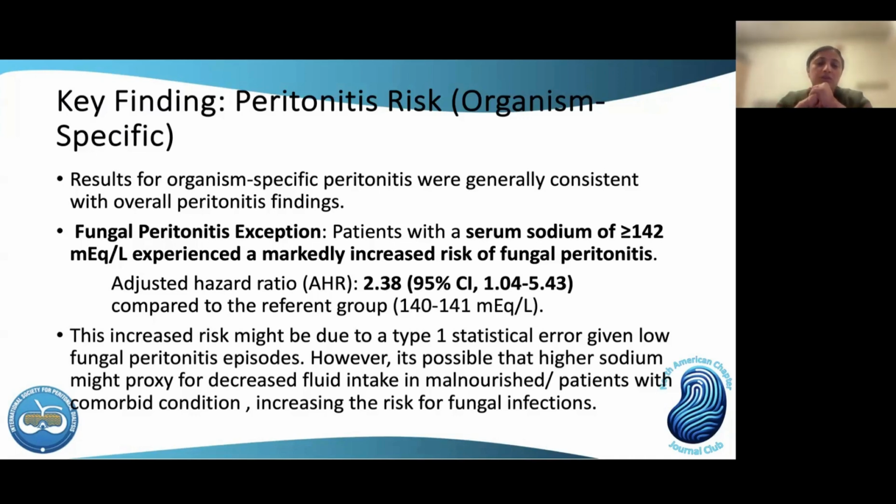However, the authors mentioned that this could be because of a type 1 statistical error, given the very low rate of fungal peritonitis episodes. However, if it's a true association, then it could be because patients with more than 142 sodium could be malnourished, may have multiple comorbid conditions. They could be taking less amount of fluid, putting them at risk for fungal infections.